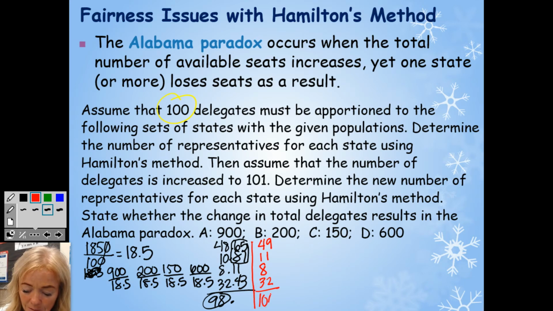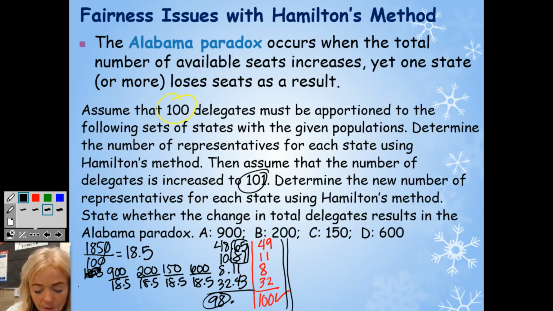So that's 100. So indeed, we have 100. Now, we're going to draw a double bar here, and we're going to figure out the same thing in case they have 101 delegates. So now we're going to increase the number of delegates to 101. That means we have to find a new standard divisor, because our 18.5 was based on 100 delegates.